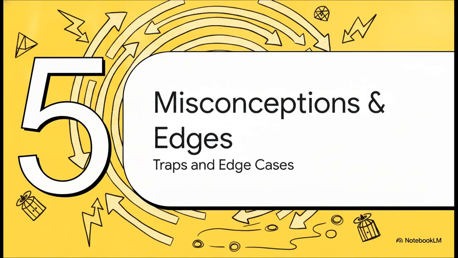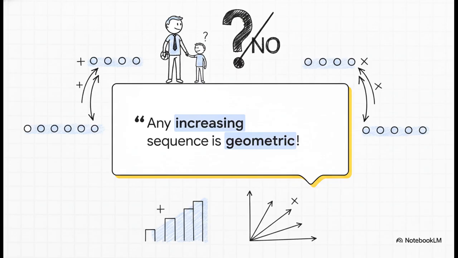Section 5, Misconceptions and Edge Cases. Let's move on to a critical plot twist where we address some common mathematical traps that catch a whole lot of people off guard. There's this really persistent misconception out there. Some people loudly claim any increasing sequence is geometric. Well, assuming every sequence that goes up is geometric is kind of like assuming every tall person plays basketball. It's just not true. As we saw earlier, an arithmetic sequence with a positive difference also increases. Just because a pattern goes up doesn't automatically mean it's multiplying. Always check the differences between the numbers before jumping to conclusions.